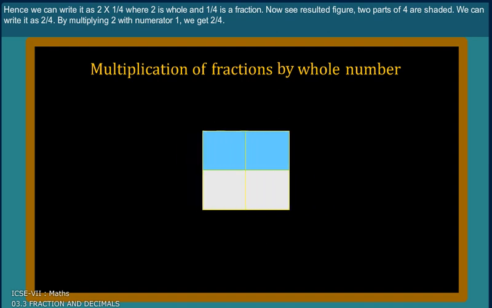Now see the resulted figure. Two parts of 4 are shaded. We can write it as 2 by 4. By multiplying 2 with numerator 1, we get 2 by 4.